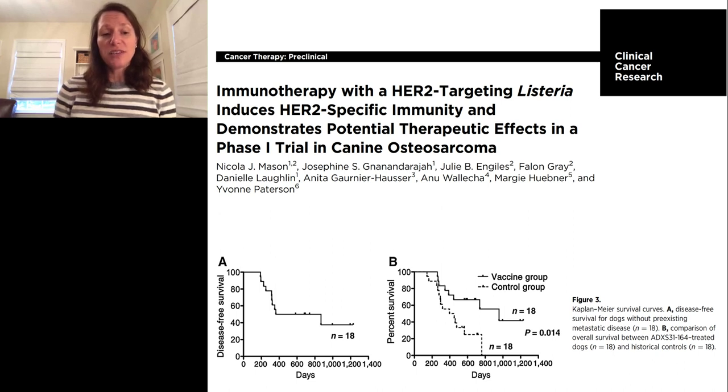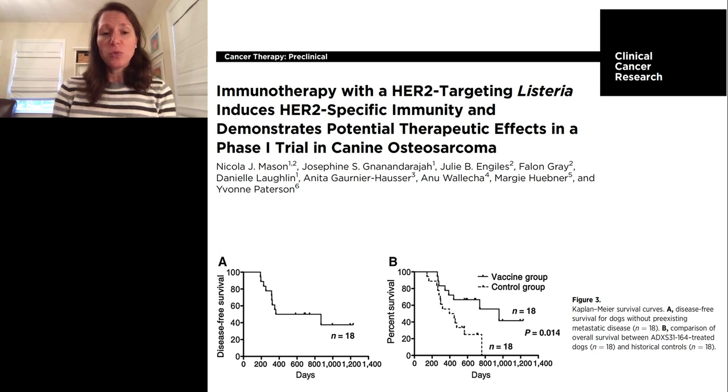And so one of the studies that I'll tell you about today is a trial that's headed up by our colleague and friend, Nicola Mason at the University of Pennsylvania. She is studying a HER2 targeted listeria immunotherapy and has published some really promising phase 1 results in Clinical Cancer Research. And so this observation that dogs that receive this listeria-based immunotherapy, in addition to having standard of care, live significantly longer than a control group of historically controlled standard of care therapy patients.